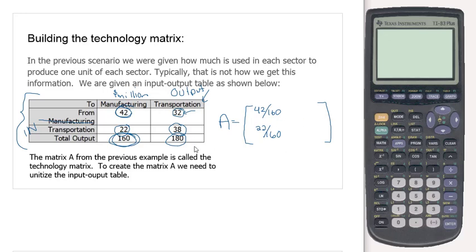So we're producing 180 million units. To unitize this, we're going to take the 32 and divide by 180, and here we're going to take the 38 and divide by 180. Our columns are still the same. This is still manufacturing, this is still transportation. Our rows are still the same, manufacturing, transportation. But this is to produce $1 million worth instead of $160 million worth.